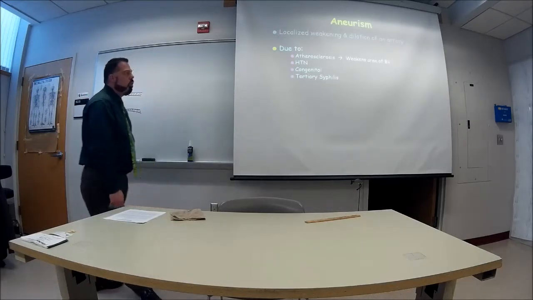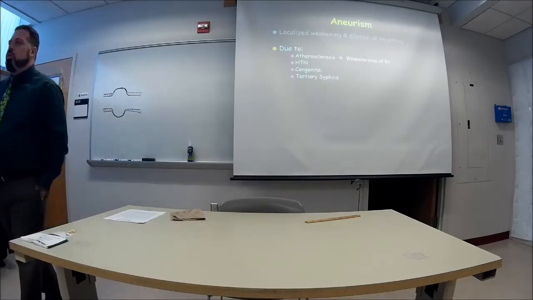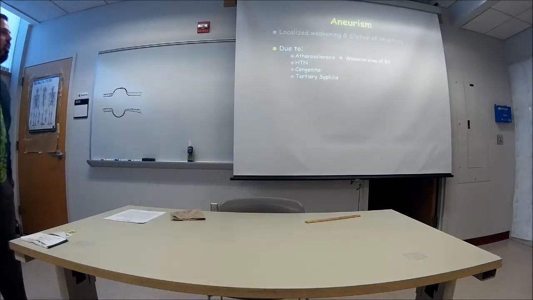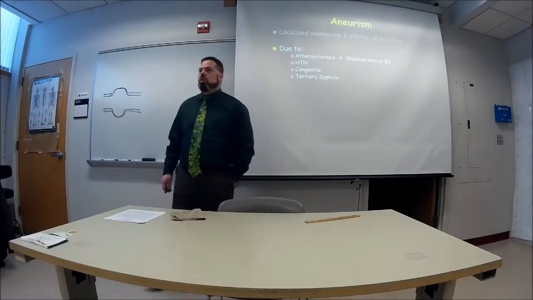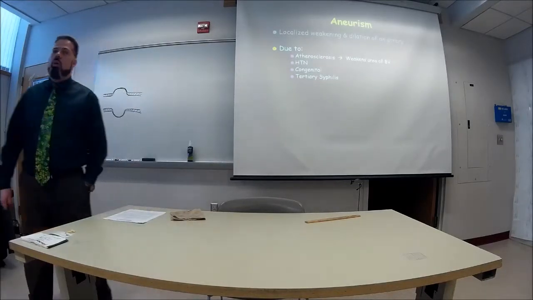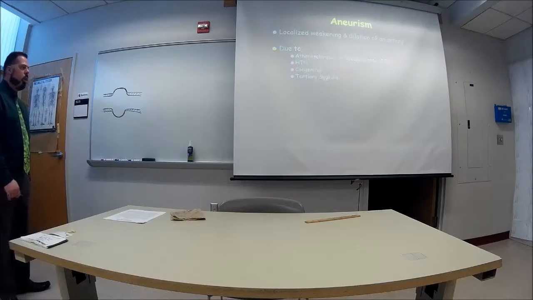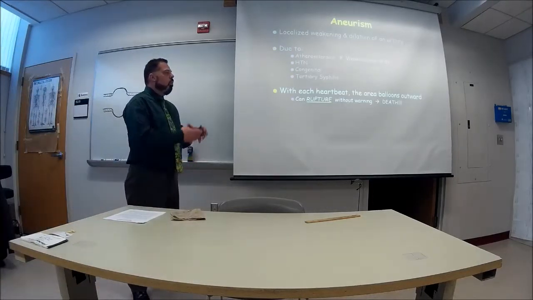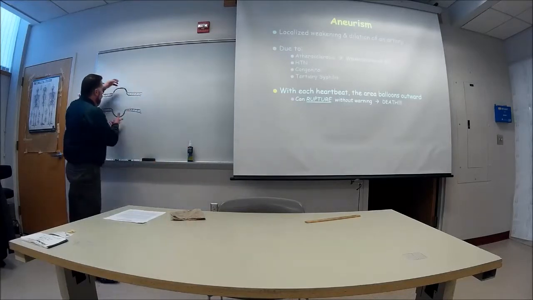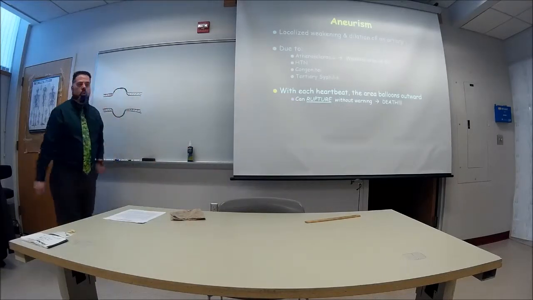Okay? So it could be due to atherosclerosis, weakening of the area of the blood vessels, I showed you before. High blood pressure can cause this. It could be congenital, something you're just born with and not realize that you have this. Or even tertiary syphilis, which we'll talk about when we get to reproductive. But tertiary syphilis can also cause a certain type of aneurysm, which we'll talk about. All right? So with each heartbeat, the area balloons out more and more. And like I said, it can get so big that it will burst.